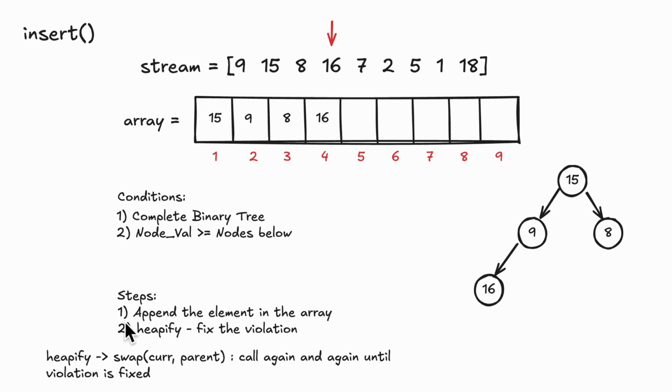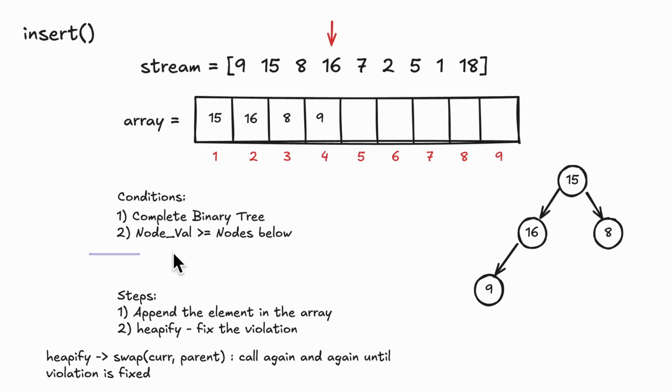So after appending the element, you can see that the second condition is violated. So we'll call the heapify function. The heapify function will swap the current value with the parent. So let's swap it. The current value is 16 and the parent value was 9. So we have swapped those values. Let's swap the values in the array as well. So this will become 9 and this will become 16.